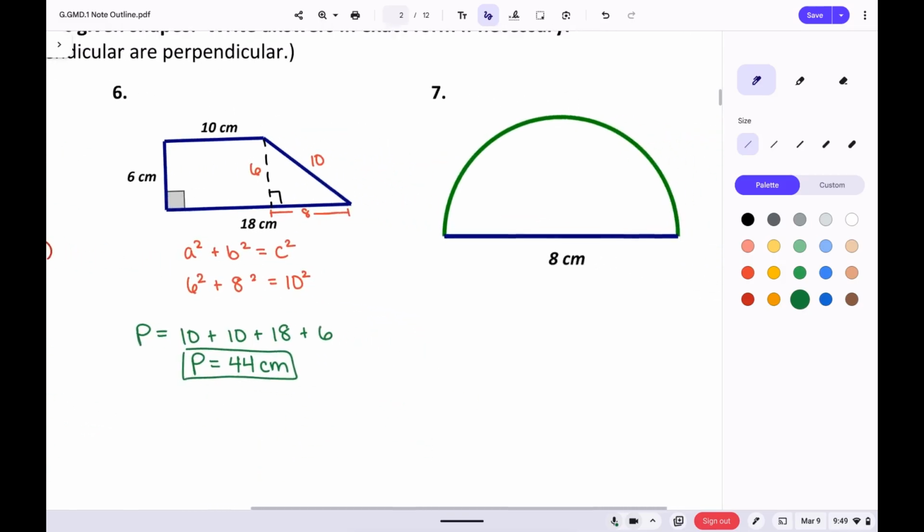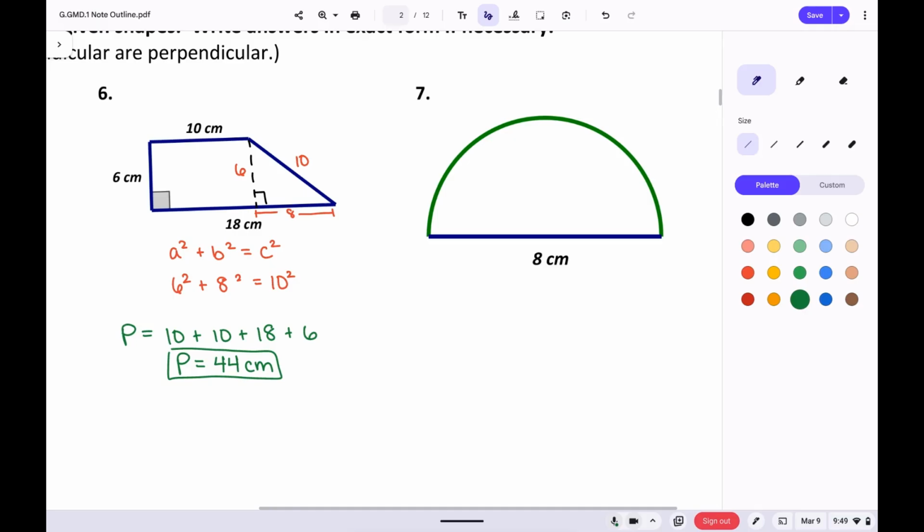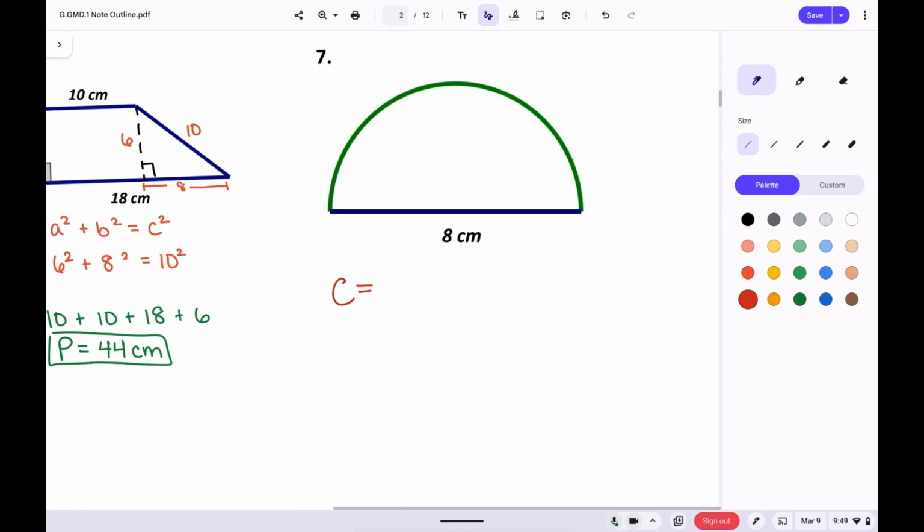Okay, we've got one more. What shape is that? Semicircle? Half circle? Okay, so we're dealing with a semicircle here, which means we have to now go back to circumference. So let's think about how we would do this. Circumference of a full circle would be either pi times diameter or 2 pi r. This 8 centimeters is giving me what? Diameter. So I'm probably going to use pi times diameter here.